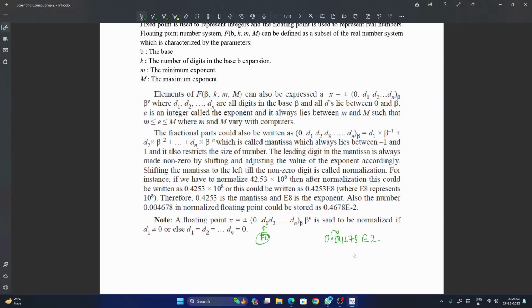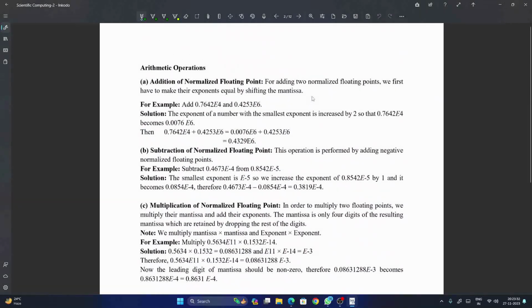Now the question is, suppose your normalized format looks like 0.4253 e8, that means after the 0 you have a number, and this is a decimal system, not a binary system. Then how will you take the summation, the subtractions, and how will you make the multiplications or divisions or any other operations? That is another thing, how the computer actually calculates all of these things. So here you have some rules.